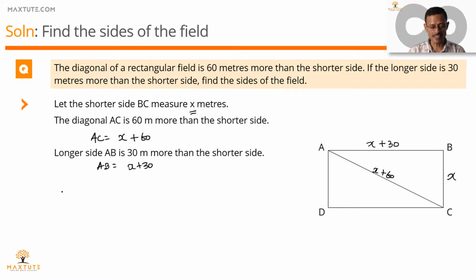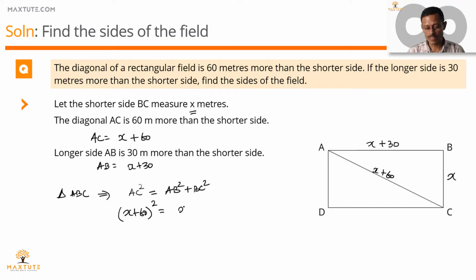Look at this right triangle ABC. In right triangle ABC, using Pythagoras theorem, we can say the square of the hypotenuse, which is AC square, is equal to the sum of the squares of the other two sides, which is AB square plus BC square. Let's substitute all of these in terms of x. AC is equal to x plus 60. So square of AC is x plus 60, the whole square. AB square is equal to x plus 30, the whole square, plus BC square is equal to x square.